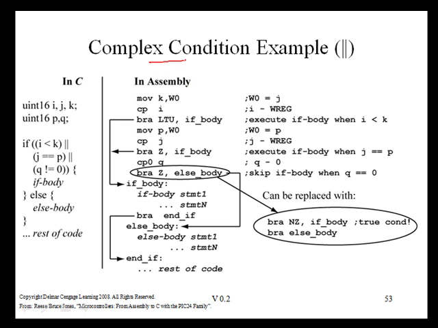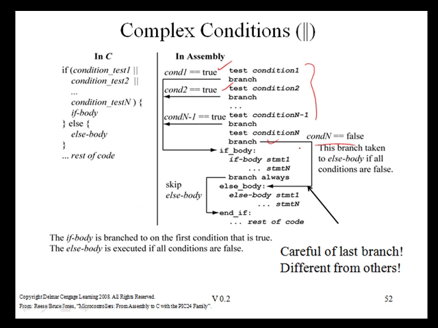So let's do a complex condition example using the logical OR. So we're going to say if i is less than k, or if j is equal to p, or if q is not equal to 0, do the if body, else we're going to do the else body. All of these are 16-bit variables. This particular solution is going to use this approach here, in which the last condition is going to use the false condition for the branch to the else body. The rest of these conditions will be the true branch, and they're going to branch to the if body.